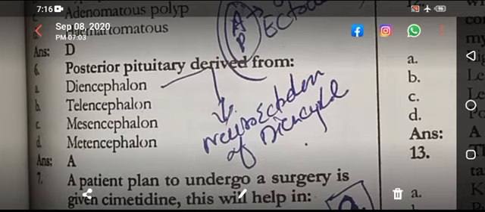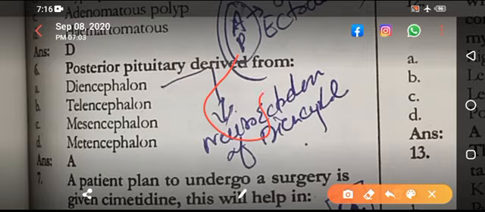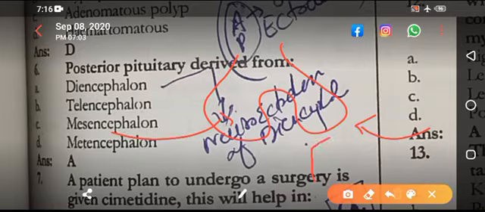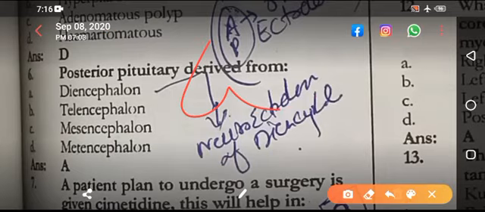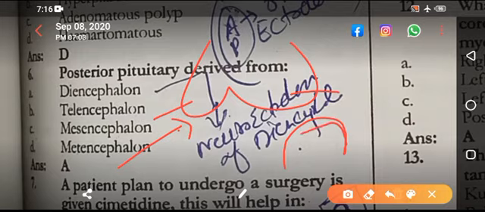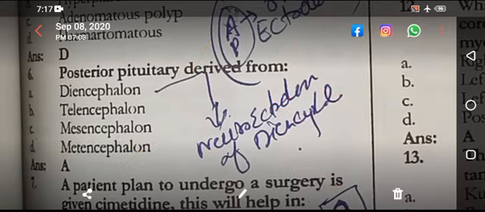So if you are having a pituitary gland, you are having the posterior, you are having the anterior. So that is developed from the diencephalon, while this is developed from the roof of the oral ectoderm. Let's suppose this is your pituitary, anterior pituitary and posterior. So this is developed from the neuroectoderm of the diencephalon, while the anterior pituitary is developed from the oral ectoderm. This is the oral cavity. From that there is ectoderm, which goes upwards and forms the anterior pituitary.